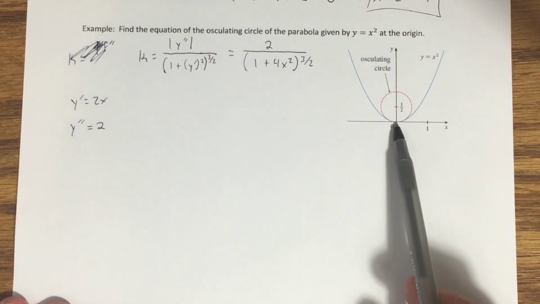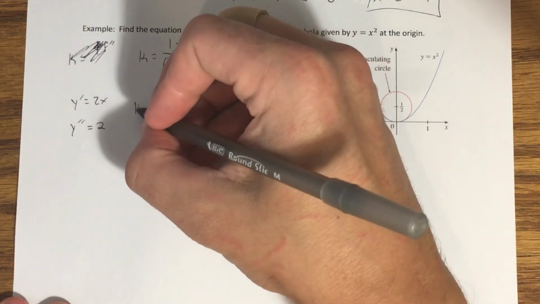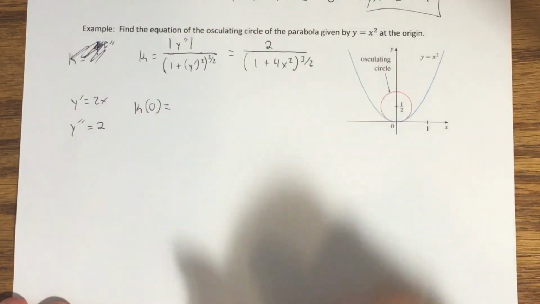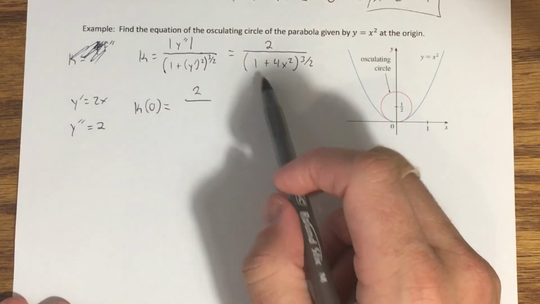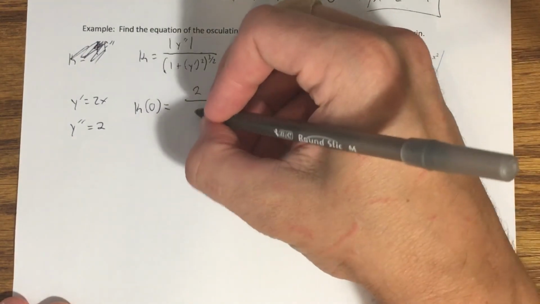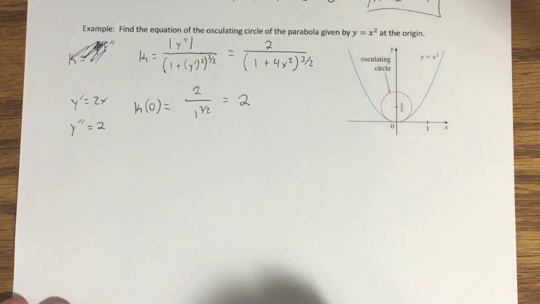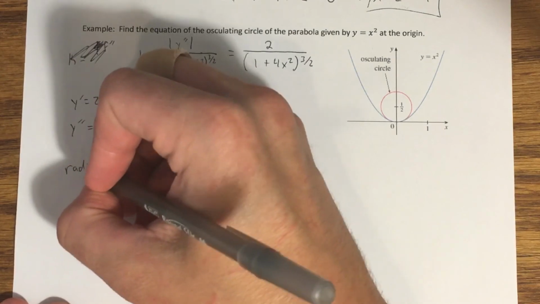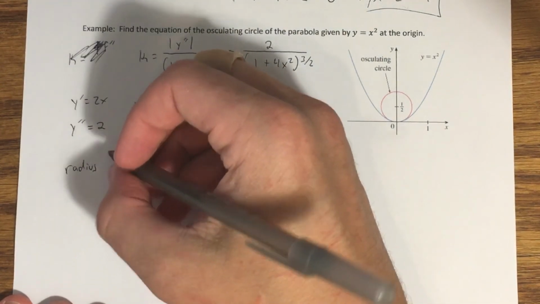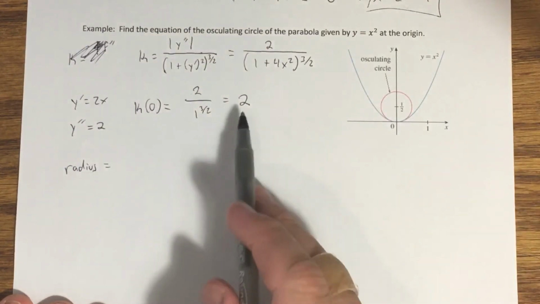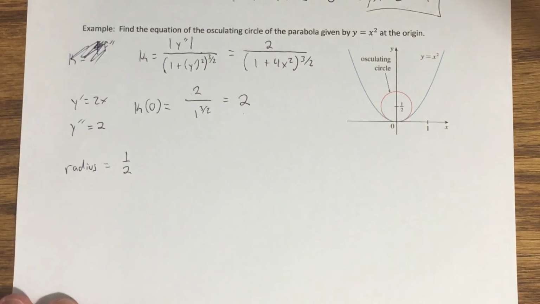But what about at the origin? Well, at the origin, x is equal to 0. So really, we want to be plugging a 0 into that. That's 2 over 1 to the 3/2 power, or just 2. Okay? That means that the radius of our osculating circle should be the reciprocal of that. It should be 1/2. Okay?